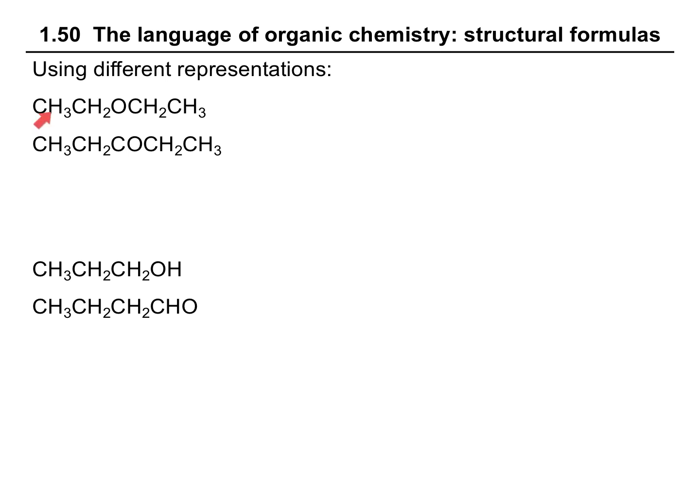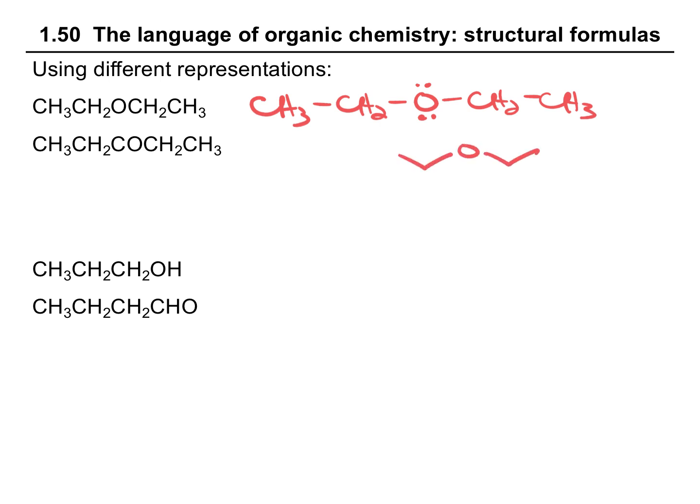Let's take a look at a few more examples using different representations. So here we have CH3 connected to CH2, connected to O, CH2, CH3. As a combo, we could write this as CH3 connected to CH2, connected to oxygen, connected to CH2, connected to CH3, and let's include our lone pairs. Or as a shorthand, we could write it like this, where our central oxygen is connected to 2 carbons over here and 2 carbons over here. So that is this compound.